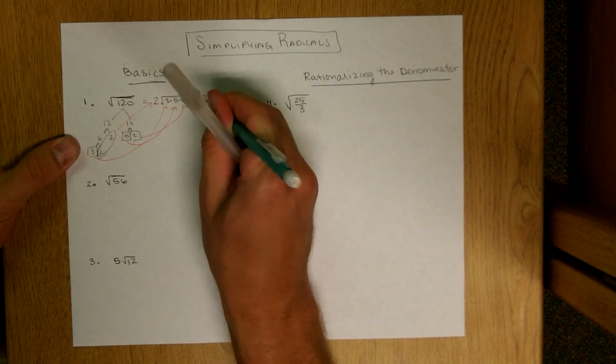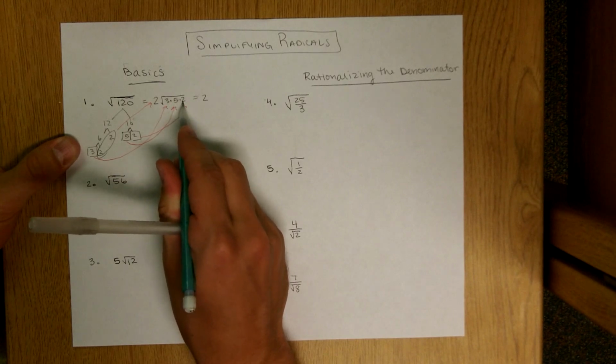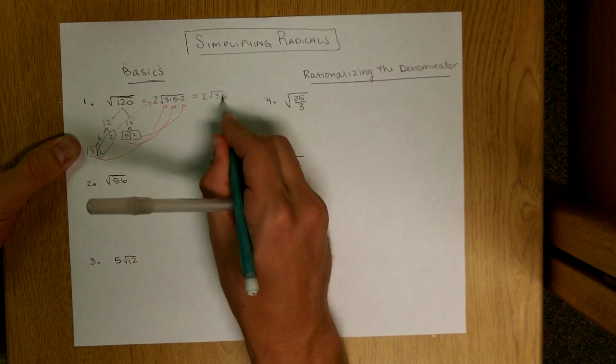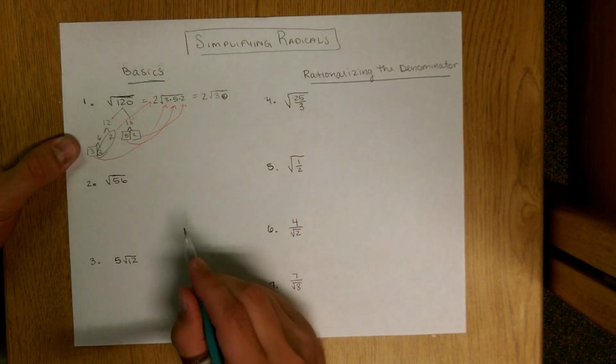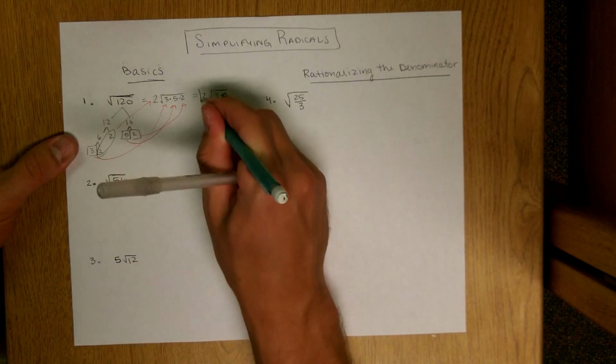Simplifying this on the inside, we have 3 times 5 times 2, 15 times 2 is 30. So underneath the radical is 30. So we have 2 square roots of 30. It's the same thing as the square root of 120.